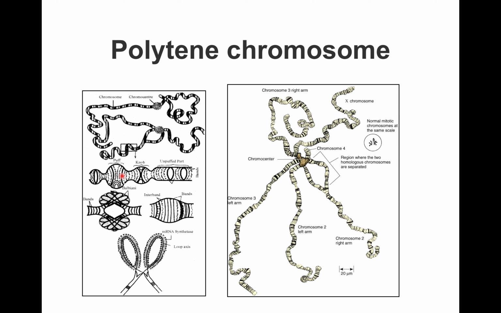So this is about polytene chromosomes. Here I described what bands and interbands are, and what puffs are. The puffs are also known as Balbiani rings.